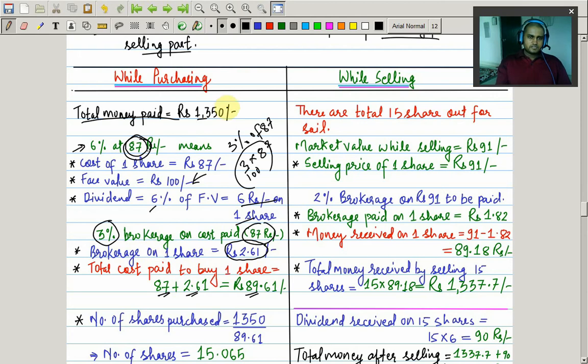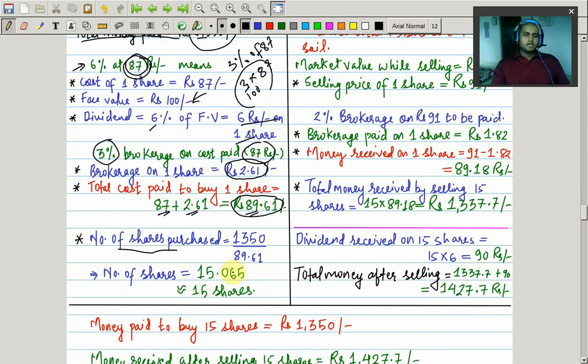Now, it says that I have invested or paid this total amount, and one share cost me this much. So how many shares have I bought? Divide this, and it comes to about 15.0065. Shares are not in decimals, so it is always an integral value. So I will take it as approximately 15 shares. Obviously, I'll take 15 shares because it's closer to 15.